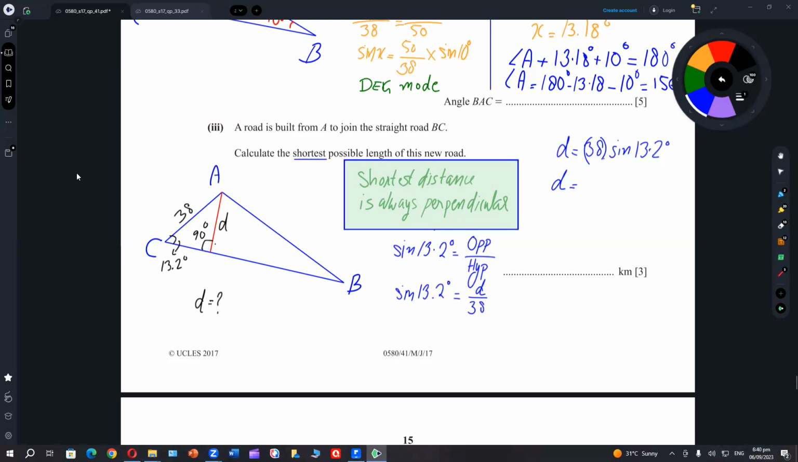Okay, but in the calculator I put 13.18 and it doesn't matter. The answer that I got is 8.66 for this equation.